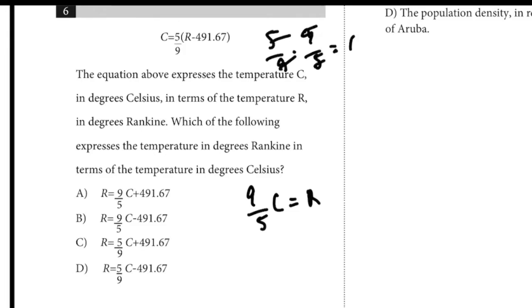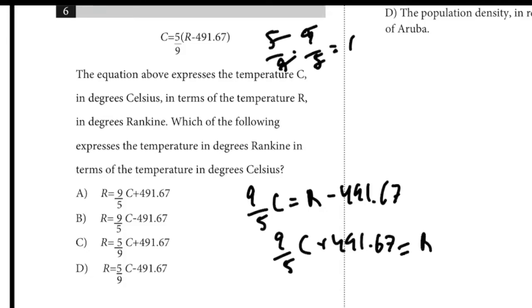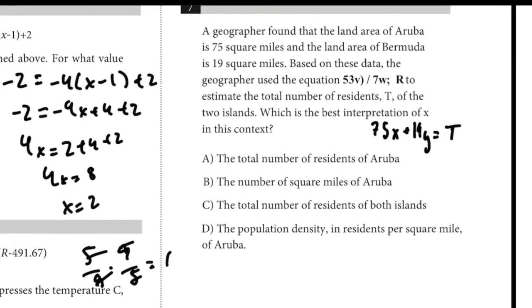So equals R minus 491.67. Right, and we have negative 491.67. I'm going to add that to each side. So we're going to get 9 over 5 C plus 491.67 equals R. So the answer is A right here.